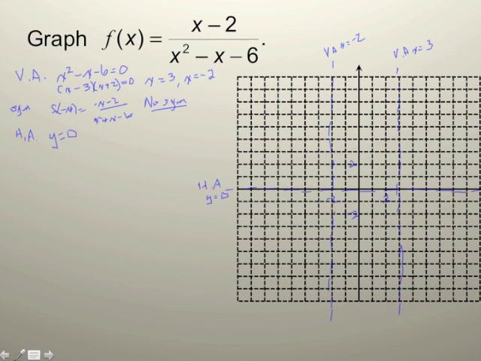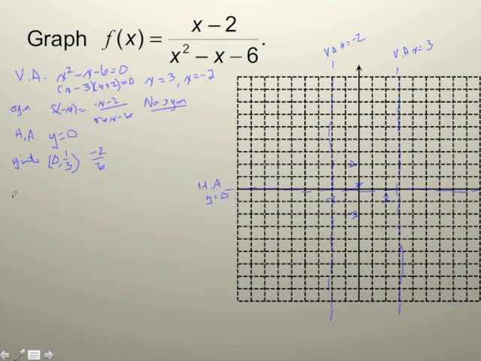Okay. Next, we want to find the y-intercept. The y-intercept is when x equals 0. So that will be 0, and when x equals 0, I would have negative 2 over negative 6. So 1/3 is the y-intercept. So 0, 1/3 would be about right here.